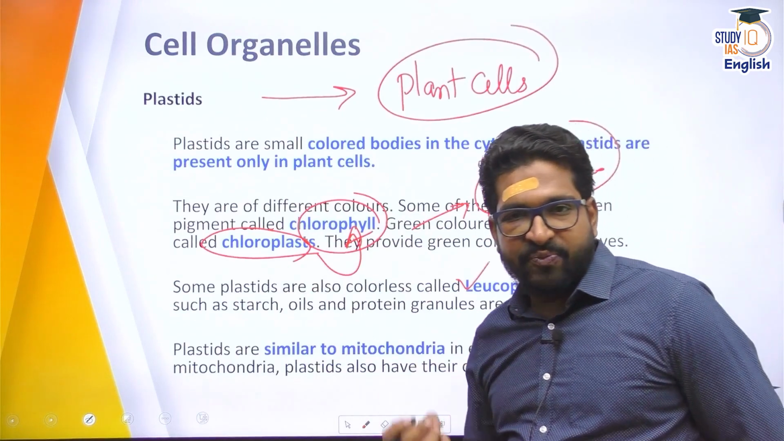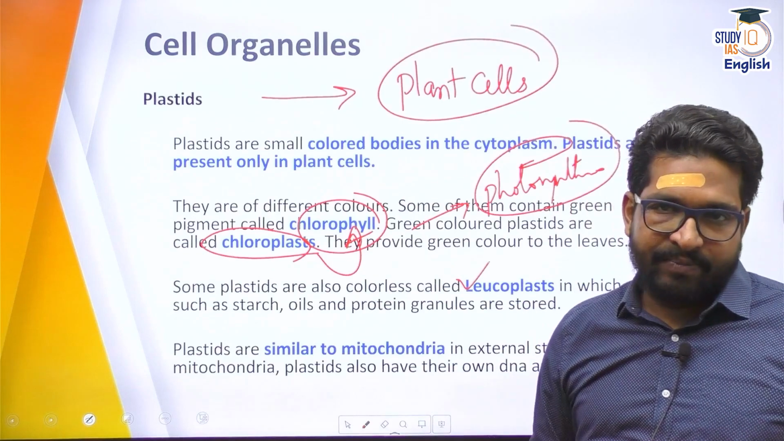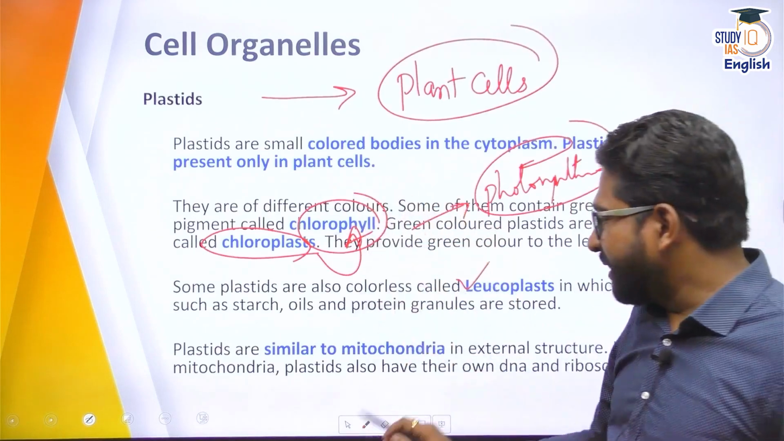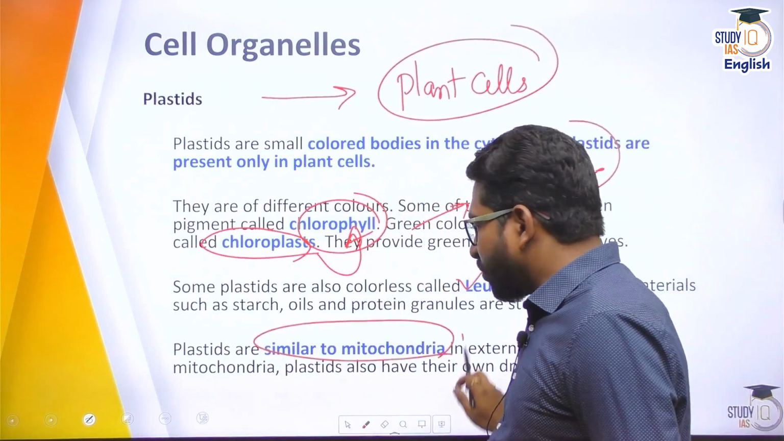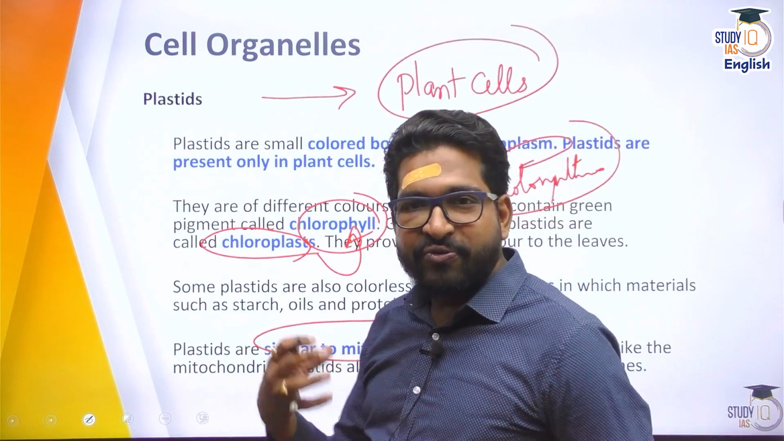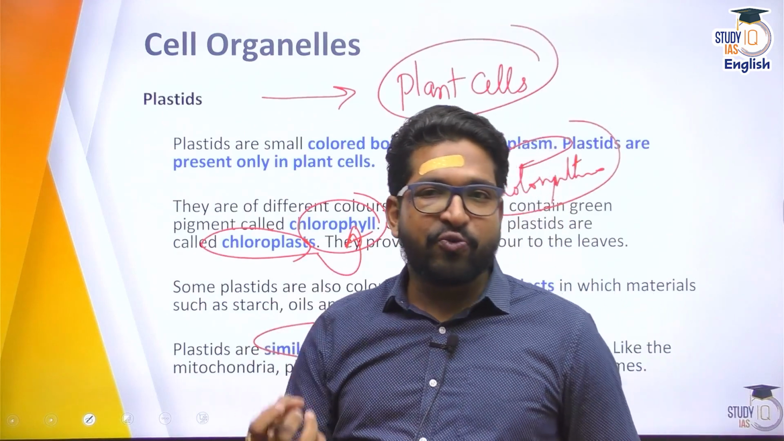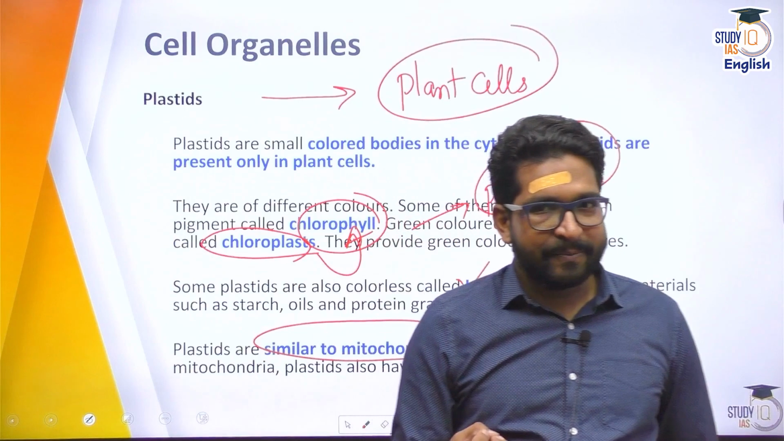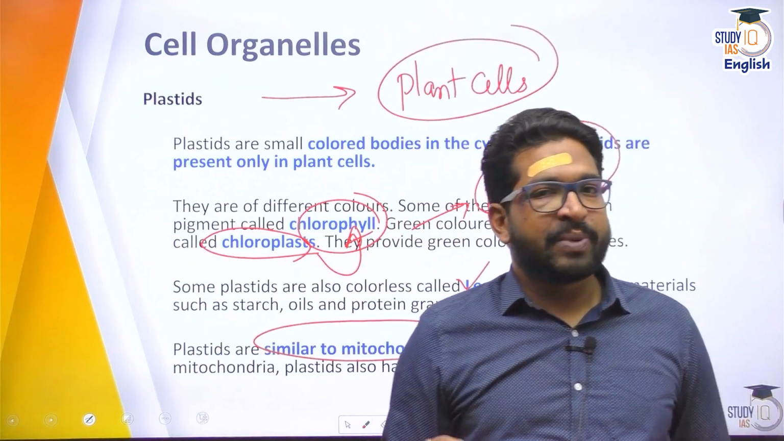From the perspective of the plant body or plant cell, these plastids or chlorophyll can be considered similar to mitochondria because they are the areas of photosynthesis. They produce food. All right, plastids are specific to plant cells.